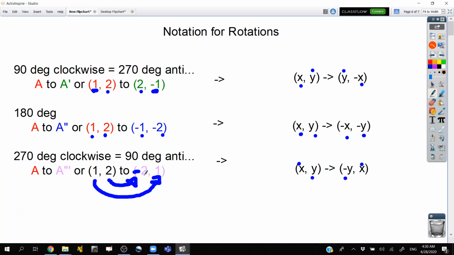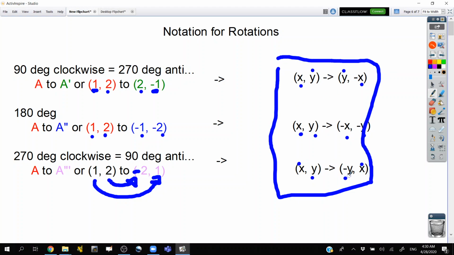But you can see if you just look at one point and think of the way they go, you can rationalize the way these are. So I wouldn't say you need to memorize these. You do need to understand how mappings work. So that's my notation for rotations and for reflections.